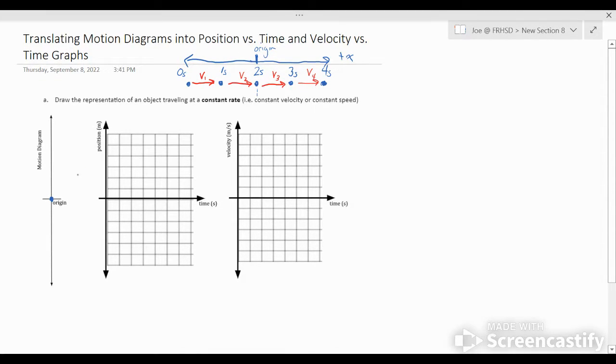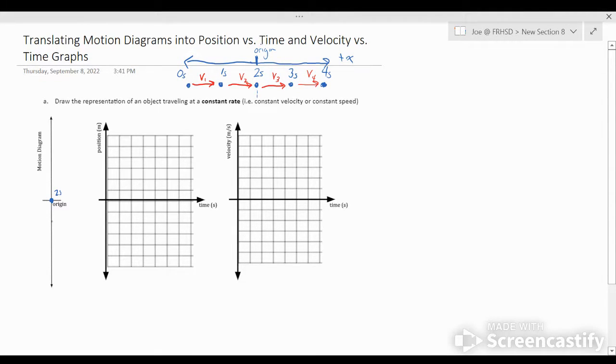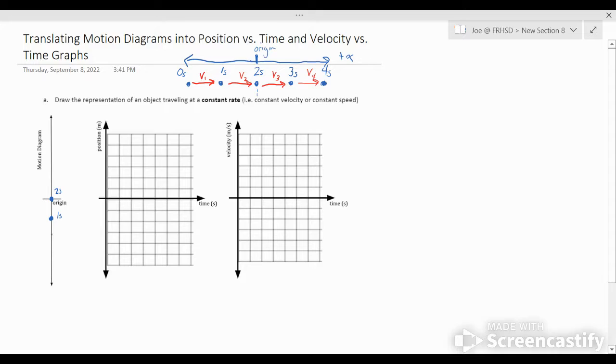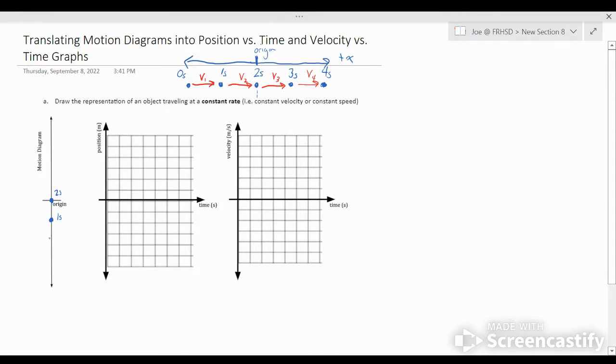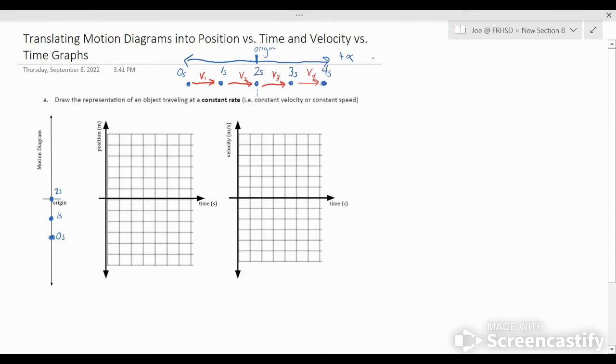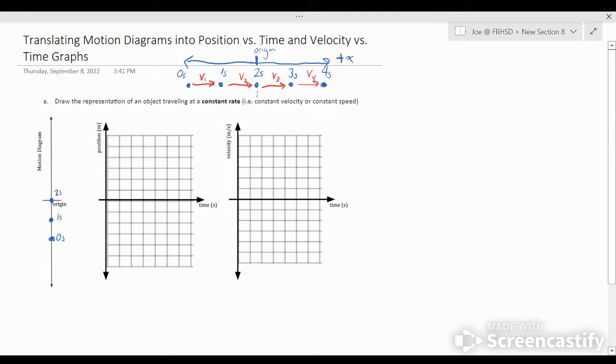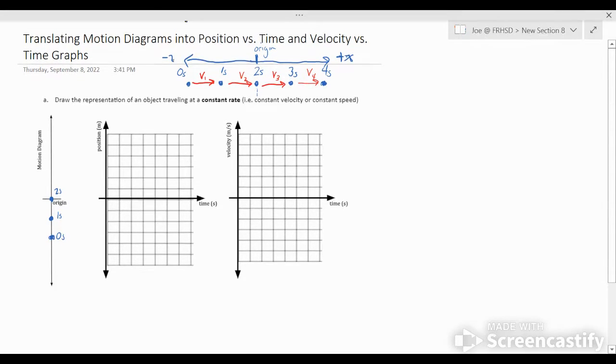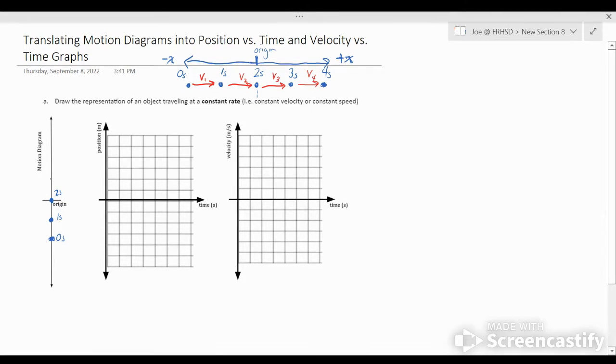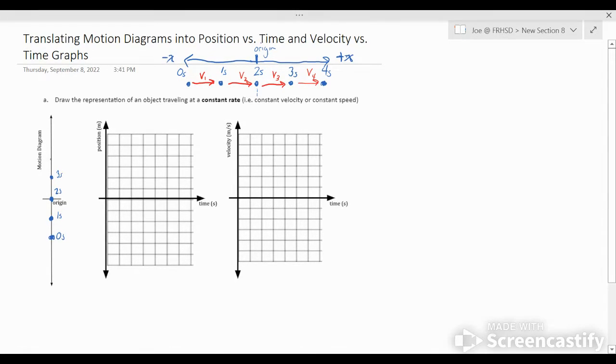We have our reference here at 2 seconds. It happens to cross through the origin. 1 second is to the left, so I'm going to call down the negative direction here. If you notice carefully, positive is right, and negative is left. And 3 seconds and 4 seconds.